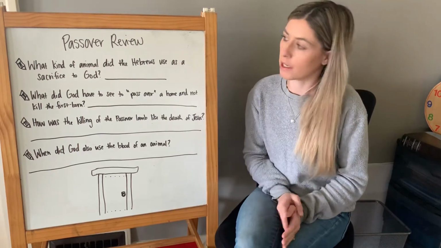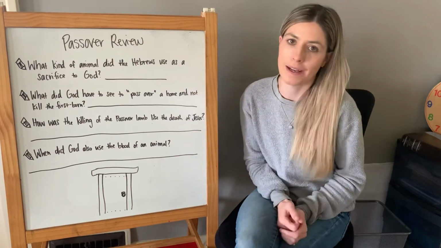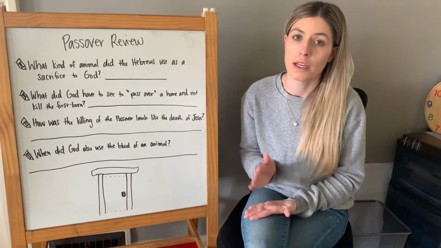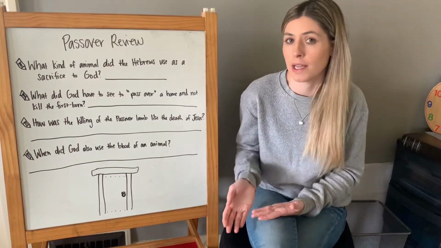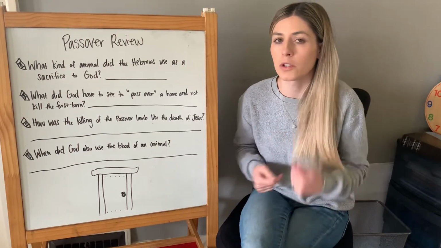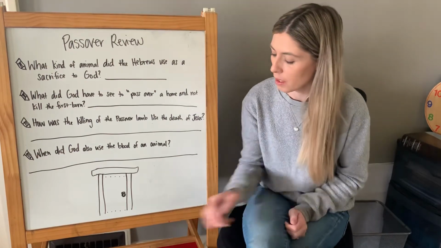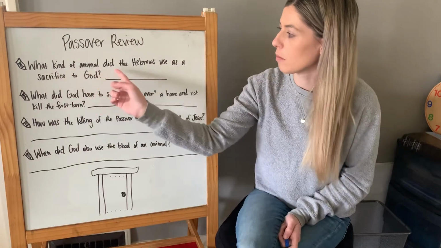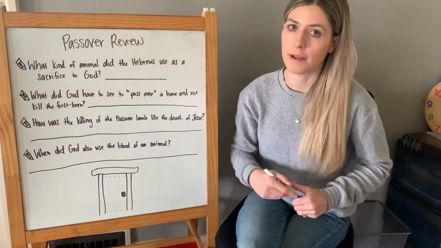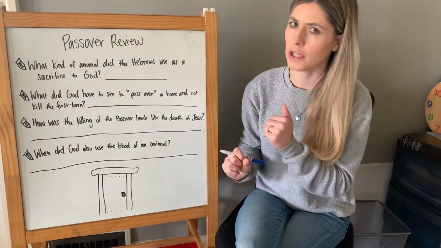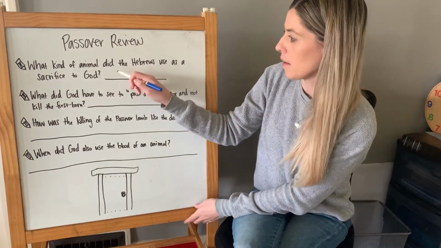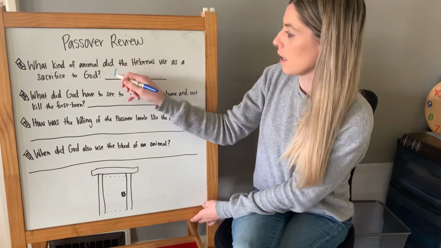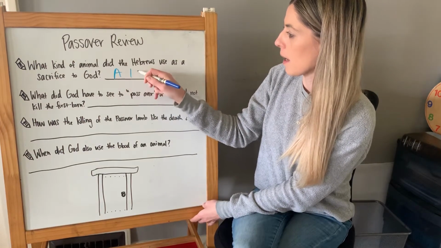So on page 95, we are actually doing a Passover review. We've talked a lot about Passover and how it relates to Jesus dying on the cross and shedding his blood for our sins. So we're going to do a little review today about that. So our first question on page 95 says, what kind of animal did the Hebrews use as a sacrifice to God? I think you should be able to remember that one because it's also a name for God, and it's a lamb.